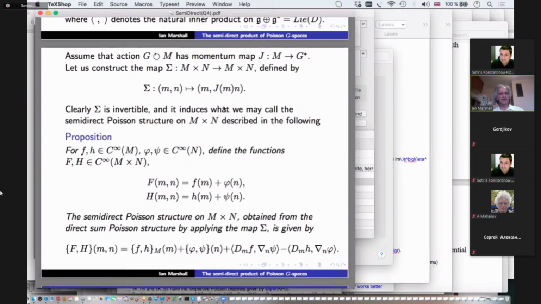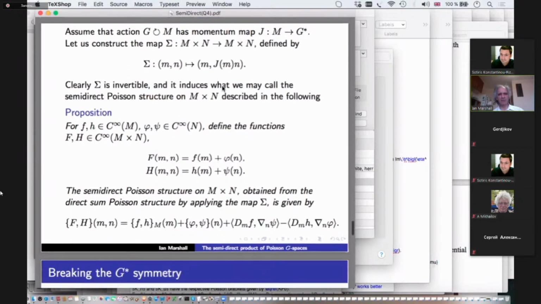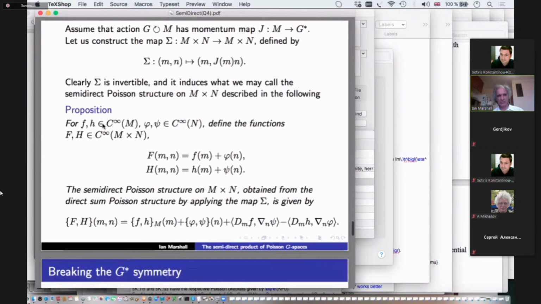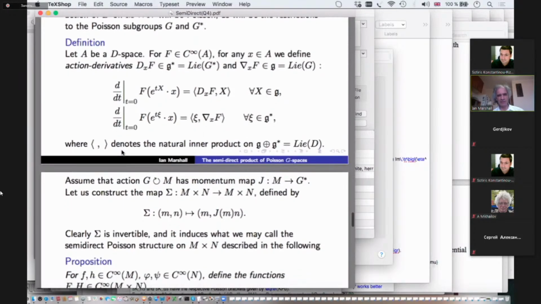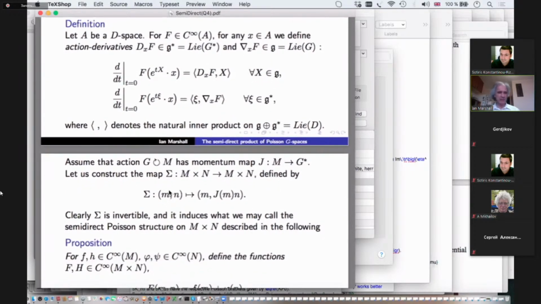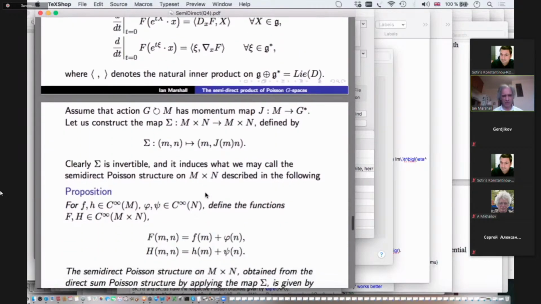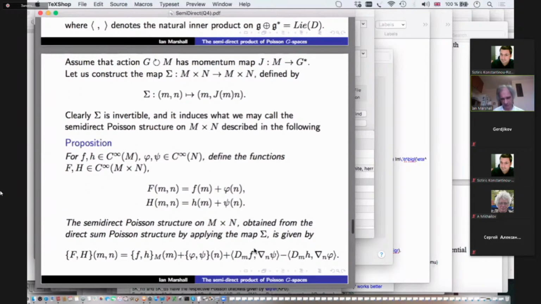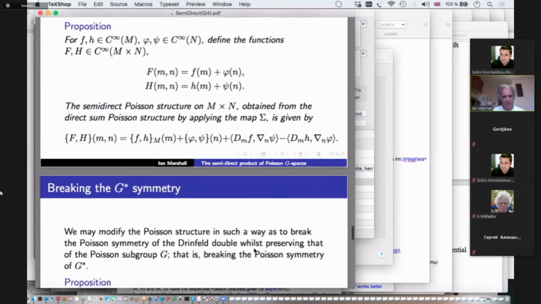And so if I started off with a Poisson structure on here, which is just the direct product Poisson structure, it induces a Poisson structure on here by this map. And the Poisson structure on here can be written explicitly. This is just the details of the computation. Everybody can agree that if I have an invertible map, I just represent the Poisson structure in the different coordinates, and this is a formula.